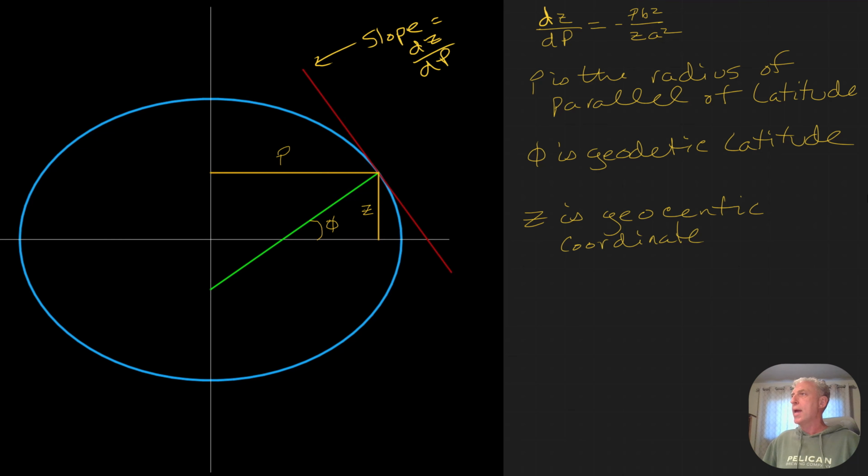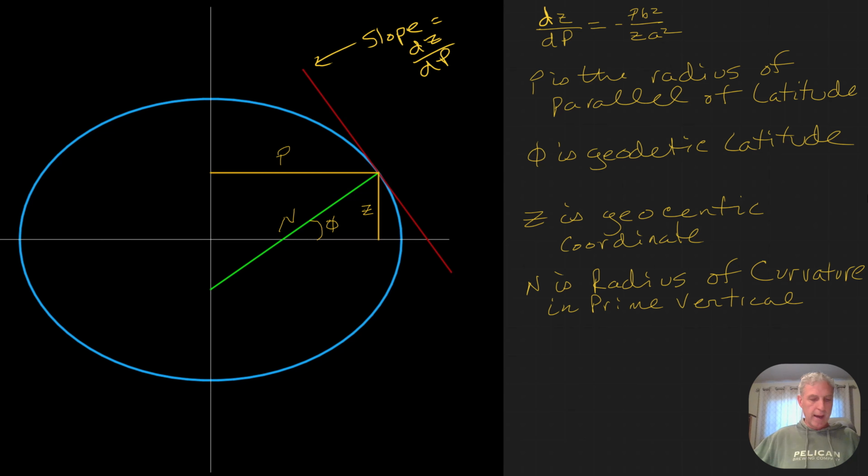And we had N, which is that green line. N is the radius of curvature, and it's called this. I hate this name. I think it's really misleading, because it's not a radius of curvature at all, but it's called the radius of curvature in the prime vertical. I think it should be called the prime vertical in the direction of the radius of curvature, but that's just me. Okay, so N is the radius of curvature in the prime vertical.